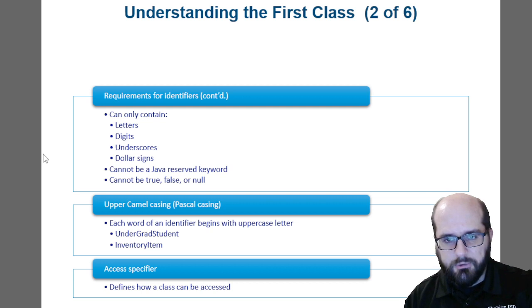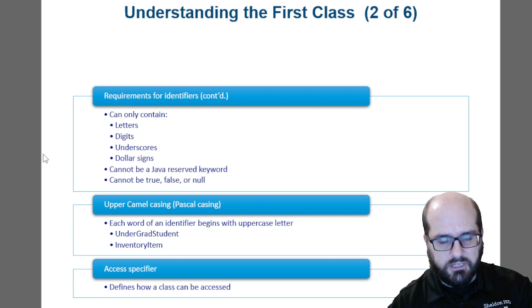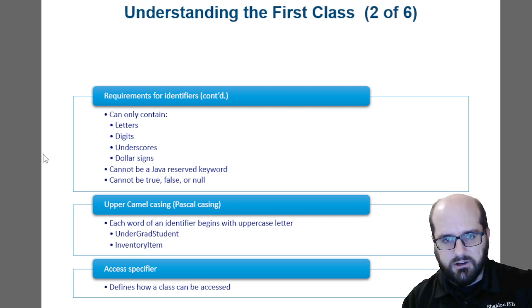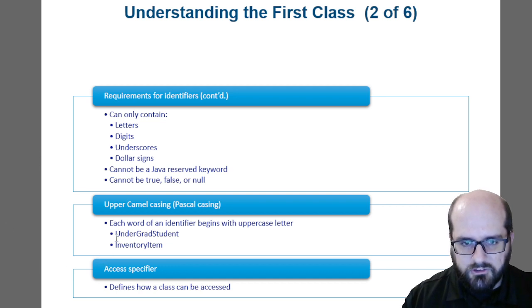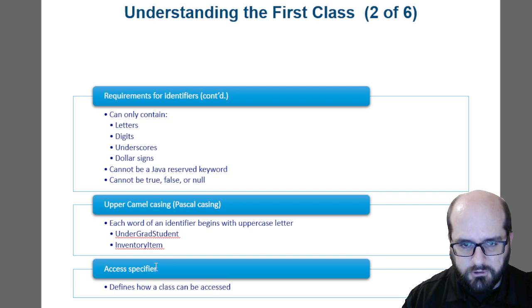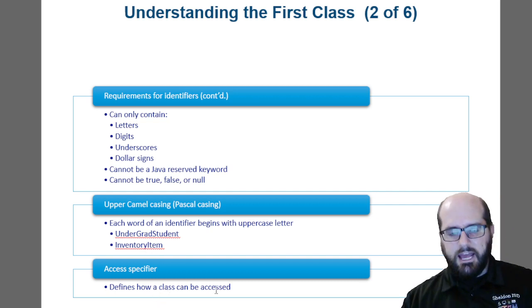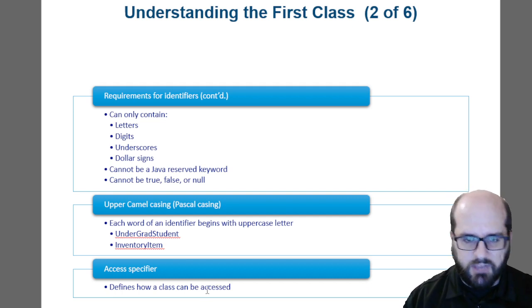They use upper camel casing. So classes begin with an uppercase letter, and they are camel case. So they're basically title case, if you will. In this case, UndergradStudent is capital U, capital G, capital S, and InventoryItem is capital I on both ends. And the access specifier, which is like private or public, defines how a class can be accessed. We'll get more into access specifiers later in future lectures.